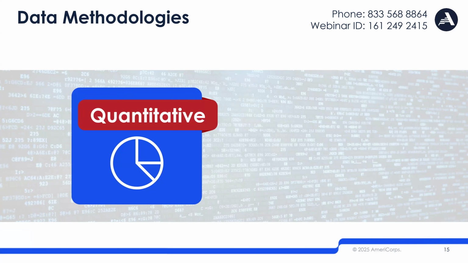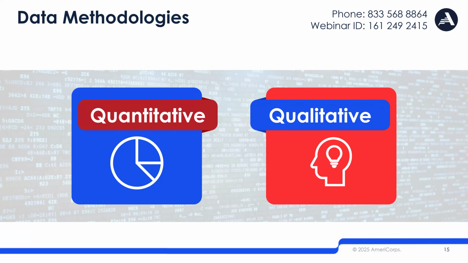We have quantitative data and qualitative data. I want you to think of quantitative data as anything that you can count or measure with numbers. For instance, when you're tracking how many people attended your program last month or collecting demographic information about age groups in your community, that's quantitative data. It's anything that you count.